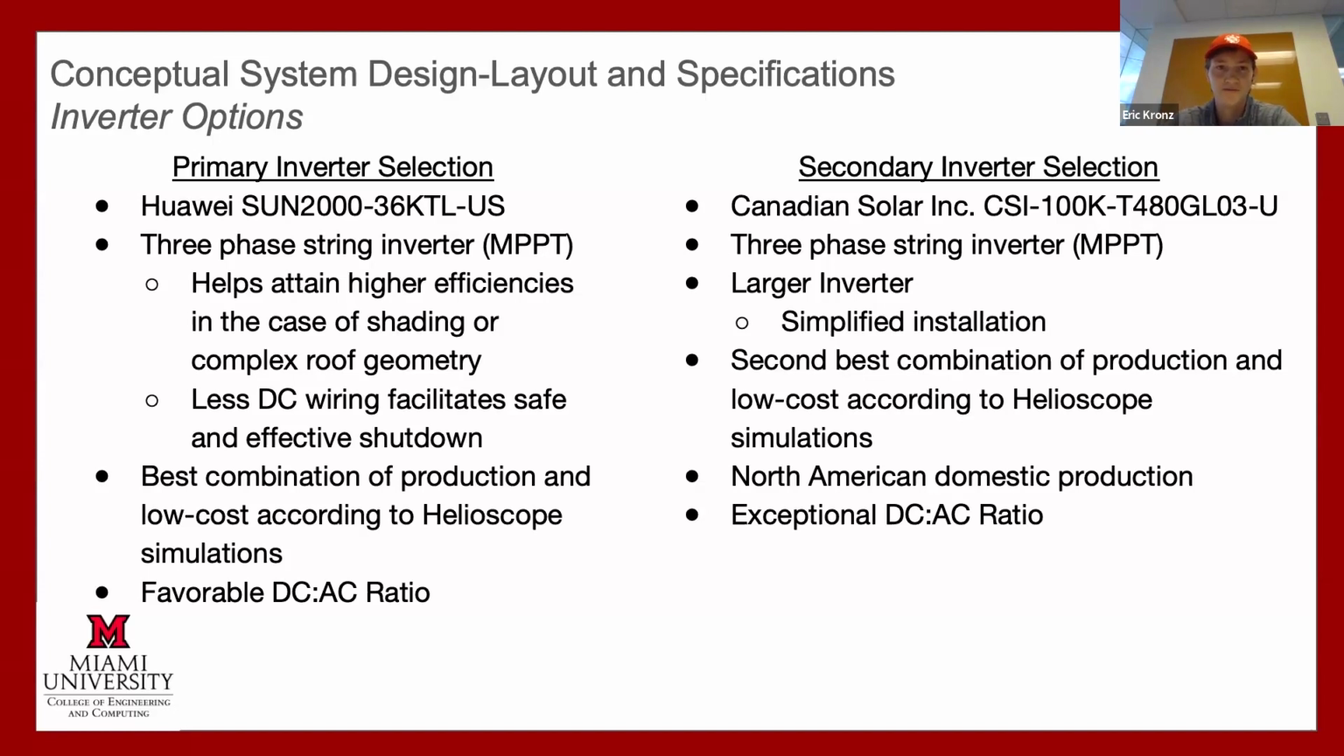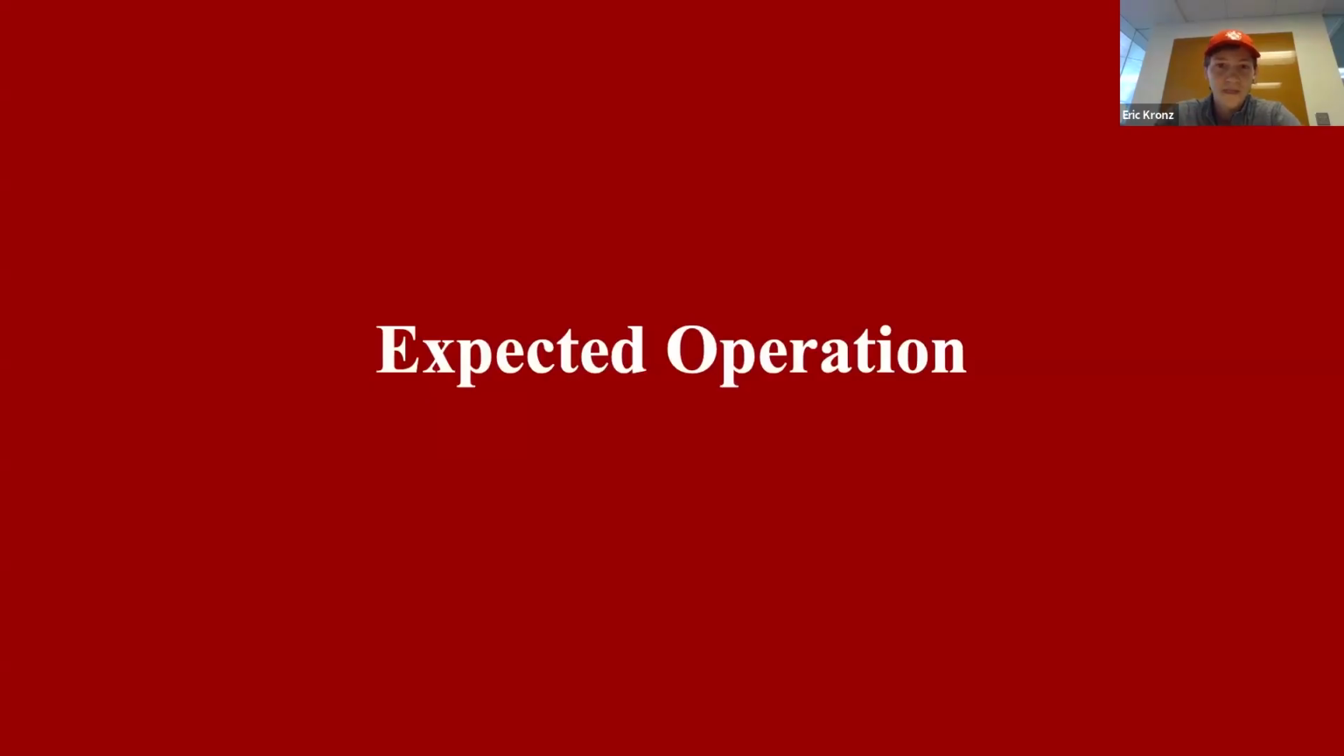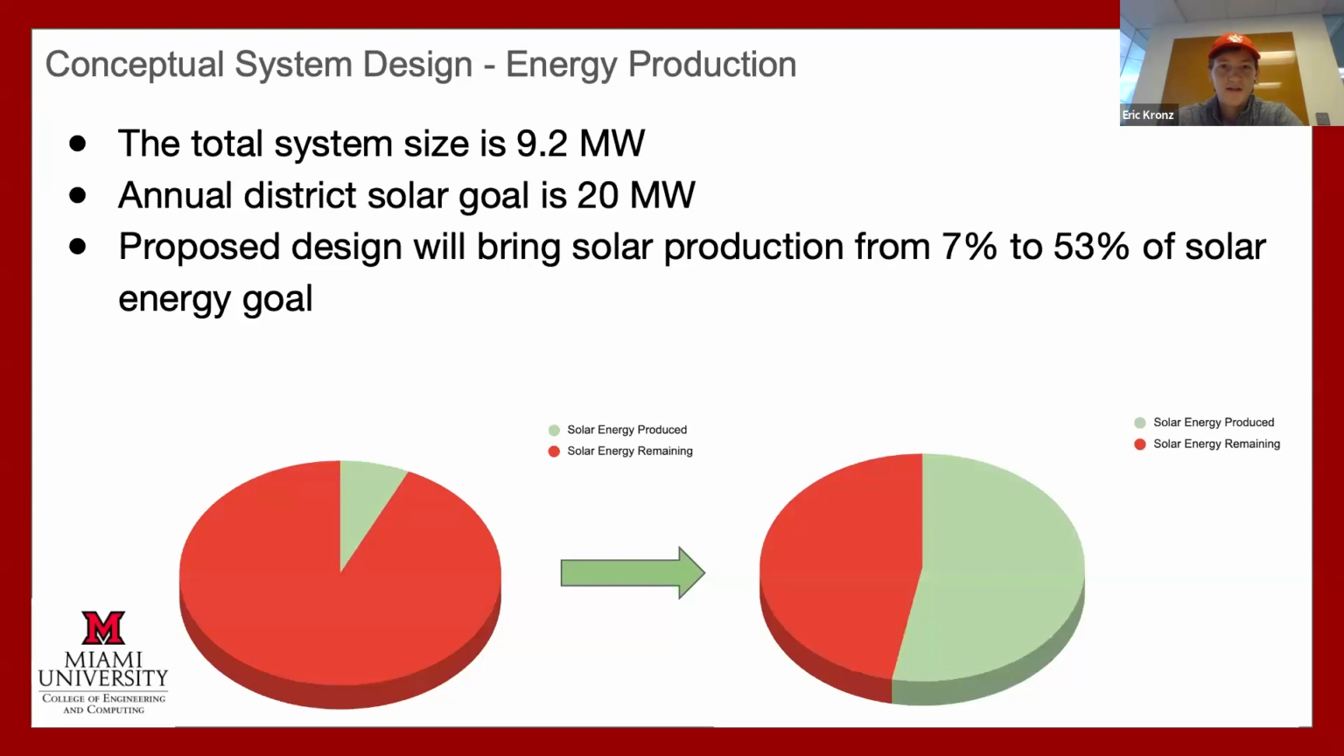And then next slide, please. So our expected operation. As we mentioned earlier, our total system size is 9.2 megawatts, which is using our best optimization of the restricted area of campus that we had access to. So we think that this jump from 7% to 53% of CSUN's goal of 20 megawatts is a momentous step for their carbon neutral by 2040 plan.